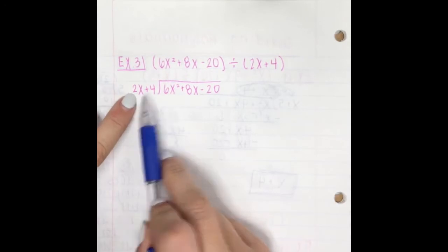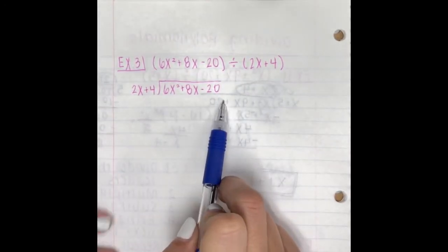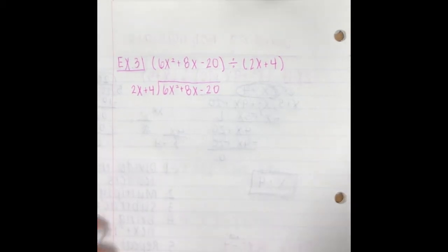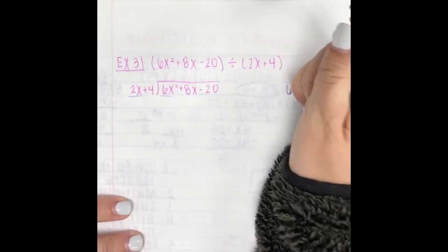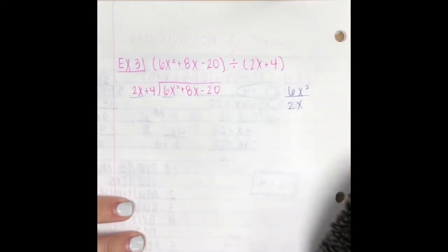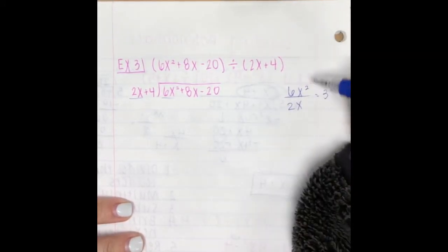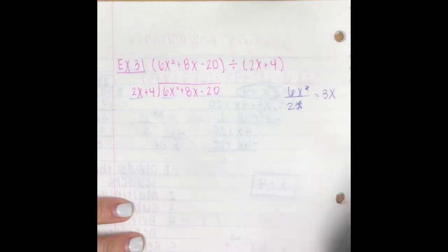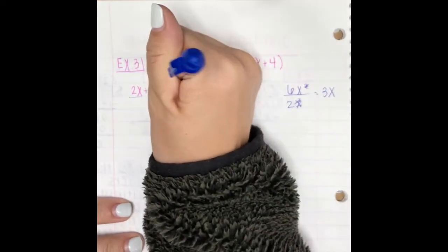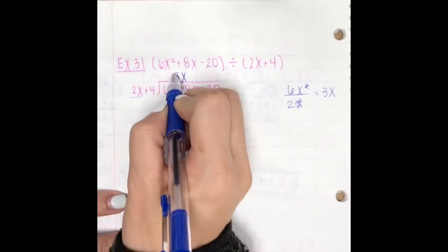Okay, so we're dividing by 2x plus 4, so I went ahead and set it up for you. Okay. So we're doing the same steps. Step 1 was to divide your leaders, okay? So we're doing 6x squared divided by 2x. 6 divided by 2 is 3. And if you have 2 x's and you take 1 away, you're left with just 1x, okay? So we have 3x.